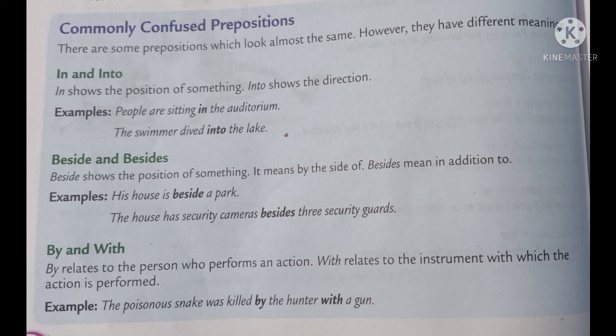With is always related to instruments. It is always used to show the usage of instruments. How did you use it? I used it with. How did you write the exam? I wrote the exam with a pen, with a pencil. So it is showing a usage. So with is always used with usage of instruments and other things. By is always used to show either modes of transport or a person performing an action.